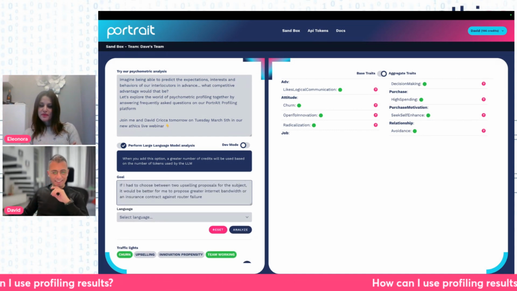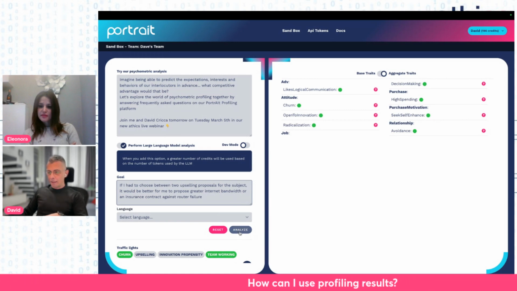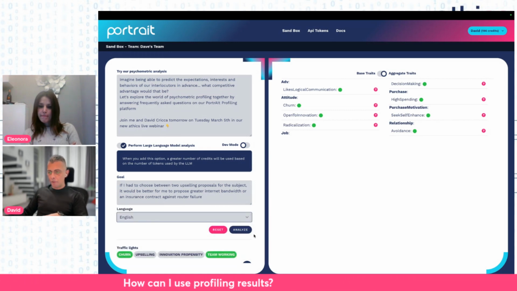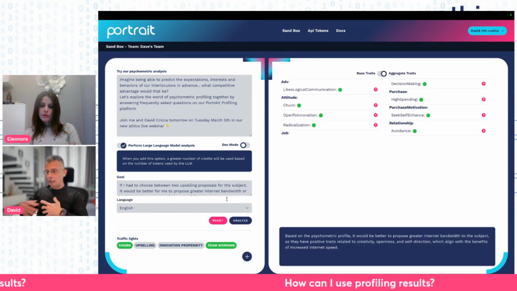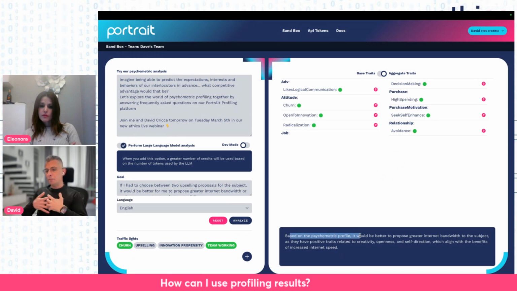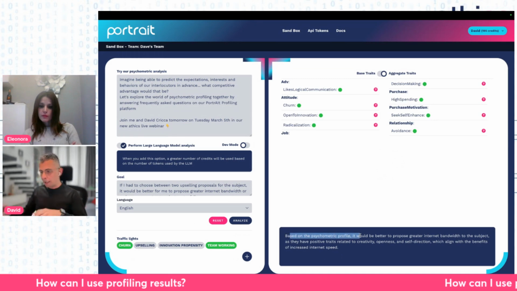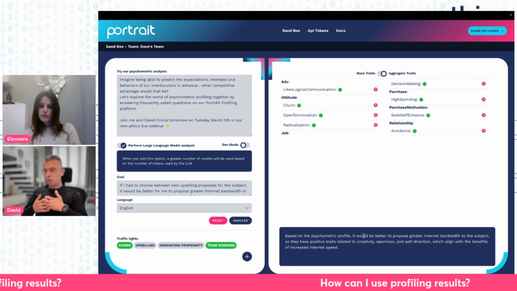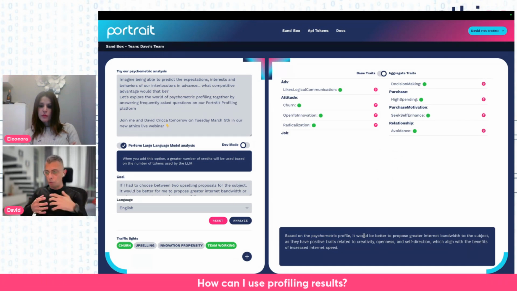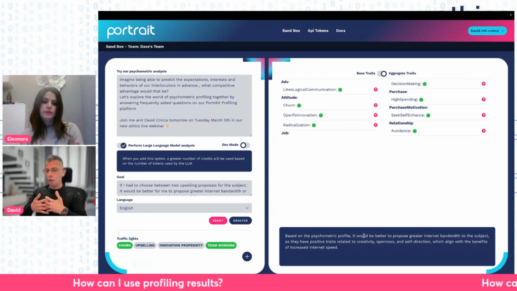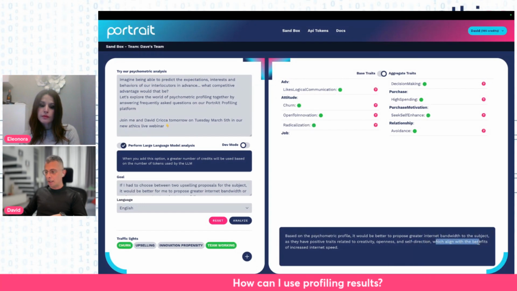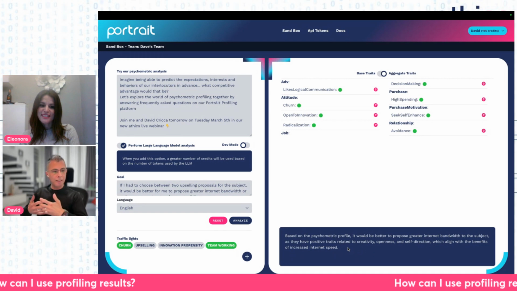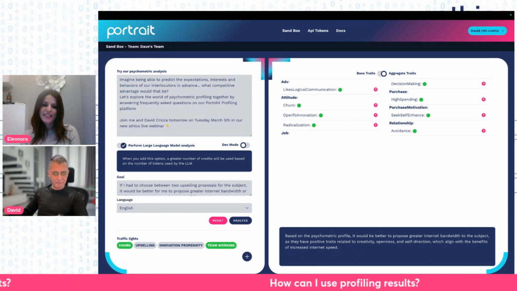Okay. Here I can analyze using the LLM and have a tip from this tool. And the answer is that, based on your psychometric profile, it would be better to propose a greater internet bandwidth to you, because you have positive traits related to creativity, openness, and self-direction, which align with the benefit of increasing internet speed. So you can navigate through the internet very, very fast.